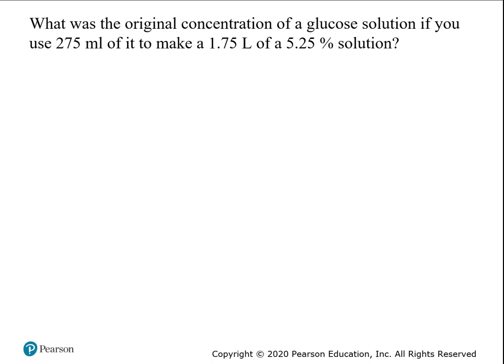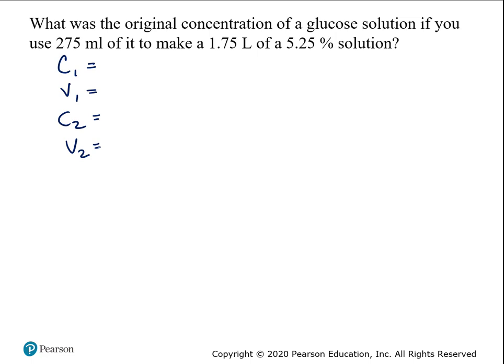So this one: what was the original concentration of a glucose solution if you use 275 mils of it to make a 1.75 liter, 5.25% solution? You've got to go through and see there are 3 numbers. Anytime you see percent, percent is a concentration. If you see molar, molar is a concentration. So either of those is going to be your concentration. Volume is always going to be liters or milliliters. So looking at this, C1, V1, C2, and V2.